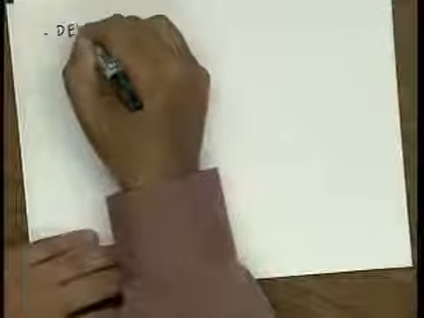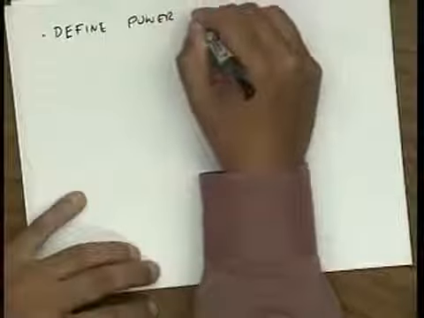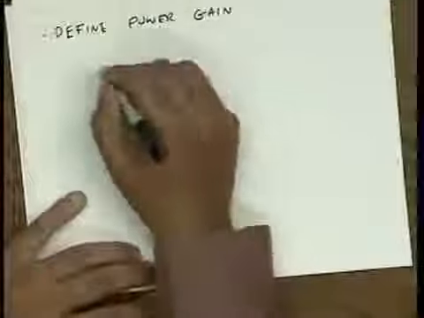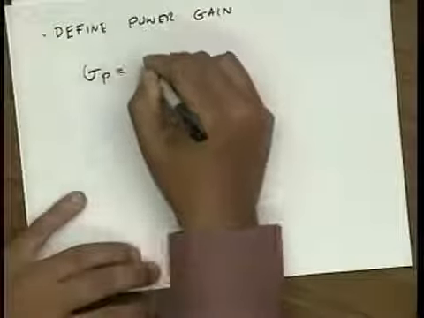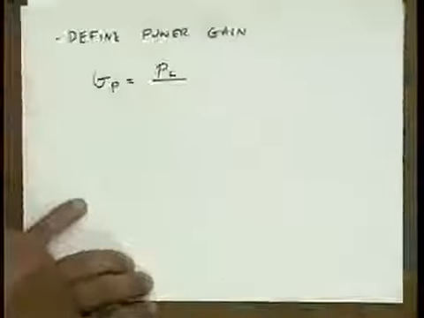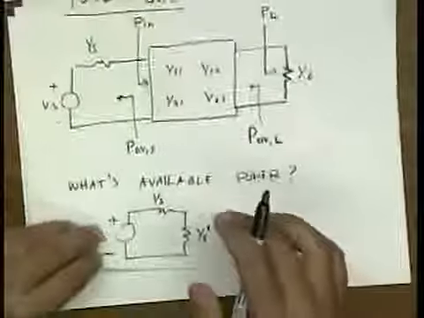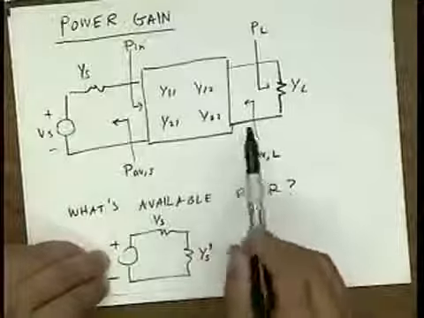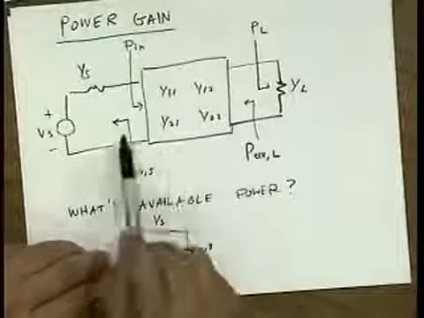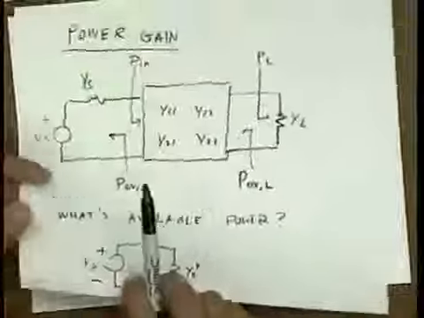Okay, so let's first of all define the normal way any of us would define power gain. We're going to define GP, the power gain, as simply the power that goes to the load divided by the input power, right? That seems like a logical calculation. This is the power going to the load divided by the power going into our network.